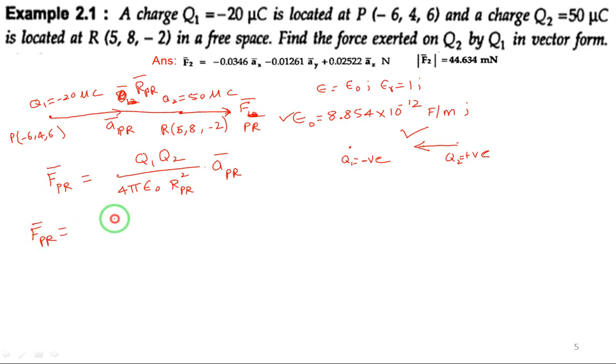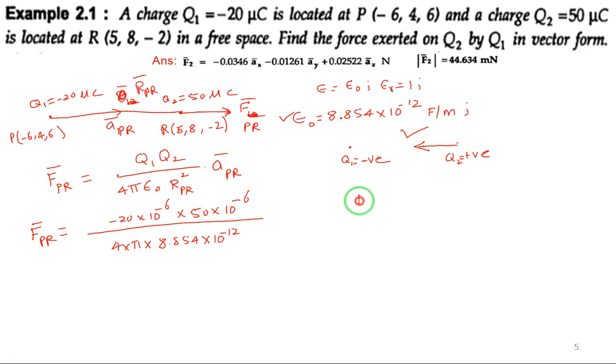FPR. What is Q1? Minus 20 microcoulomb. 20 micro means 10 power minus 6. Then Q2 is 50 microcoulomb, 50 into 10 power minus 6, divided by 4 into pi into epsilon naught, the constant 8.854 into 10 power minus 12. Before that, I don't know RPR, so first we'll find the RPR vector.